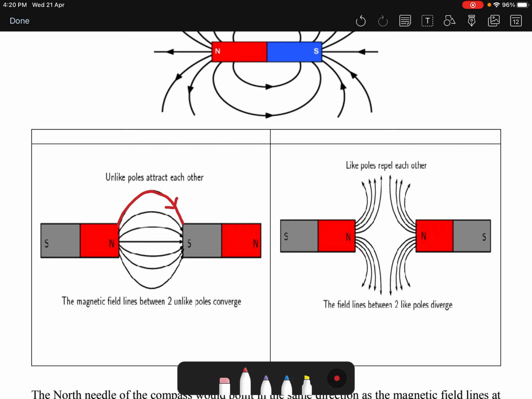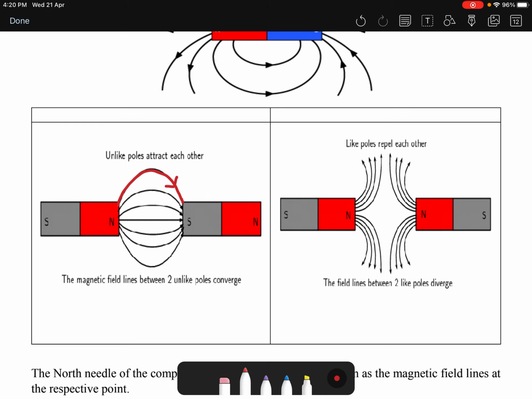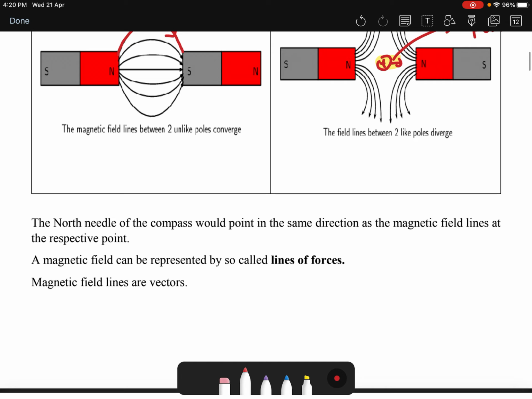And if you have two magnets that have north poles facing each other, the magnetic field lines will look this way. You notice that in between, there's a region of space in which there are no lines, there's no magnetic field. This region is called the neutral point. So if you put a moving charge right here, this charge will not experience any force. Of course, the north needle of a compass would point in the same direction as the magnetic field lines at the respective point.